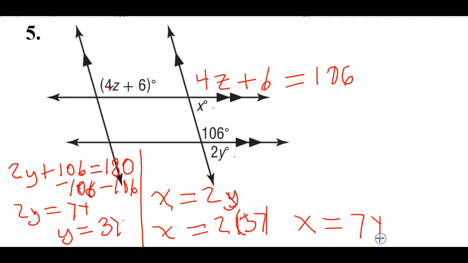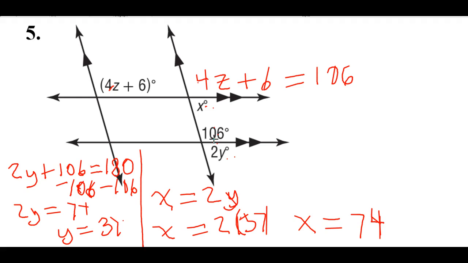And some of you might be saying, well, Mr. Dempsey, I could have figured that out just by looking at it, right? If this is 106, that's 74. They're supplementary. Well, that's fine too. Yeah, x, of course, would equal 180 minus 106. Okay? So I have x equals 74, and then finally we solve for z.